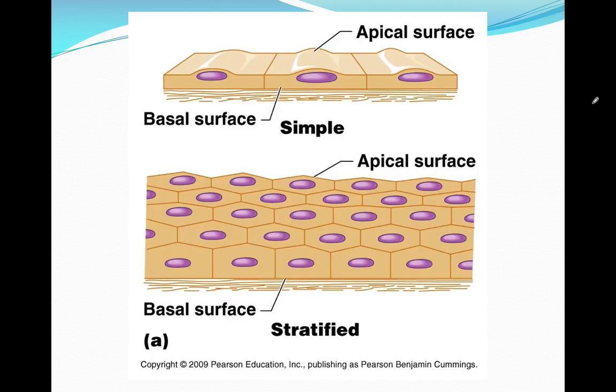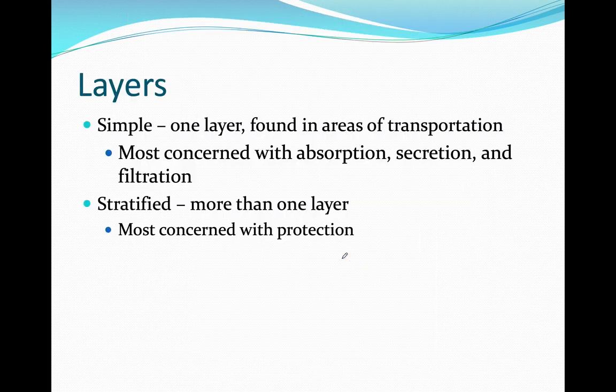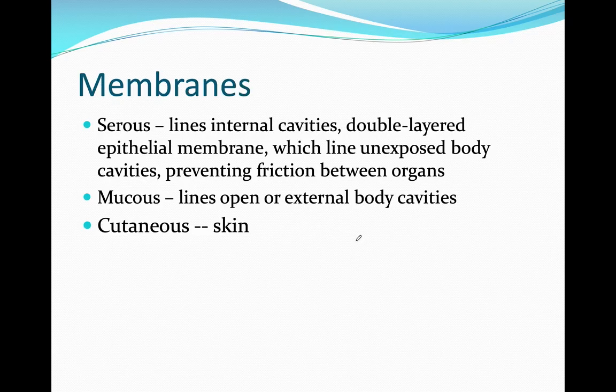Simple means that I have 1 layer and 1 layer only. Stratified means that I have multiple layers. And that should be right here. Okay? So simple is going to allow me to do some different things: absorption, secretion, filtration. Stratified is going to be more protection. I've got layers upon layers to make it harder for things to get through. We talked about this.